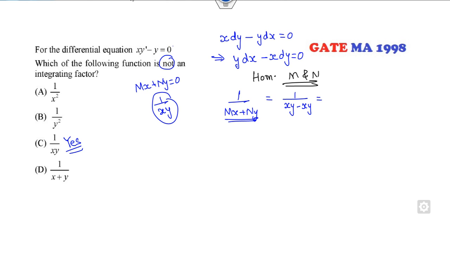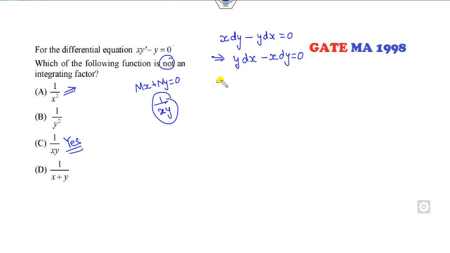Now how can you check the others? Again, very simple. I pick x square, I can multiply this by x square. So your M will be y over x square, N will be minus 1 over x. What is the partial derivative of M with respect to y? This is 1 over x square. N with respect to x will be minus minus plus. Both are the same.